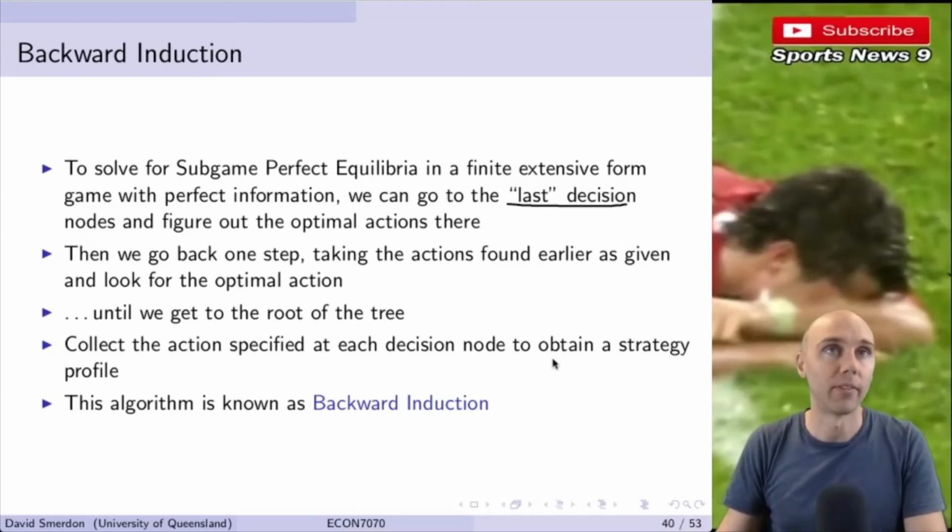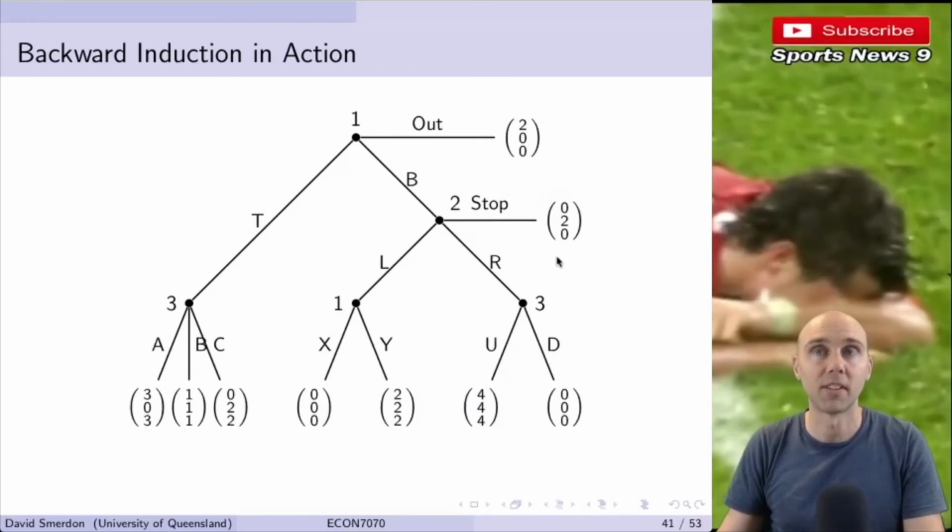Very simple in the father-son game, but also very simple in a more complicated game. So this is the more complicated game tree we saw earlier. We want to start with the terminal nodes.